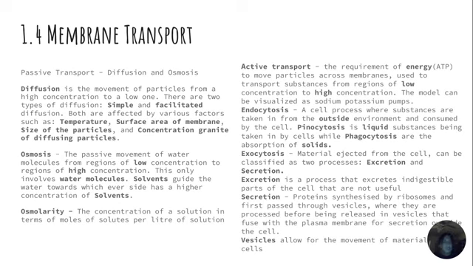Excretion is just a process where it excretes indigestible parts of the cell that are not useful, so it basically just gets rid of waste and other things that wouldn't help the cell. And then we have secretion, which is proteins that are synthesized by ribosomes and first pass through vesicles where they are processed before being released in vesicles that fuse with the plasma membrane for secretion outside the cell. And vesicles allow for the movement of materials in cells.